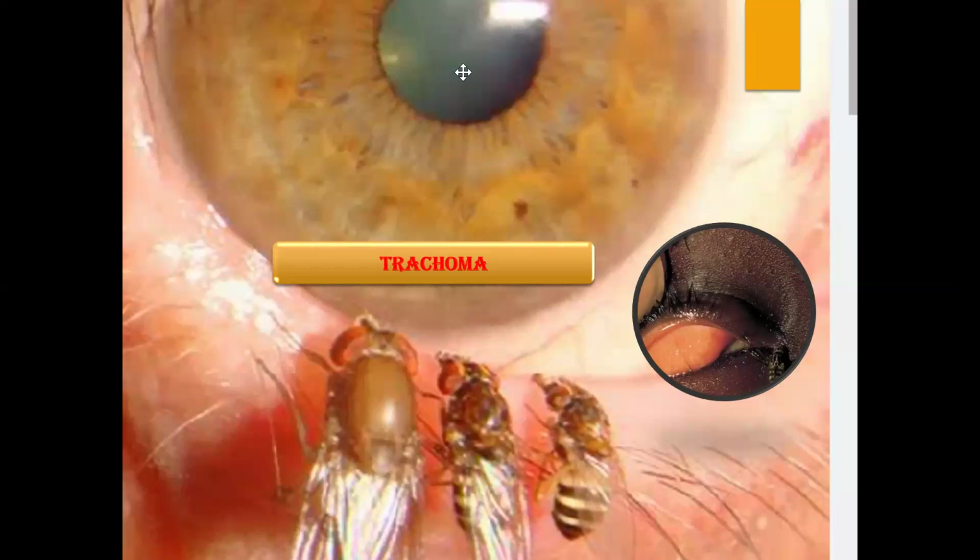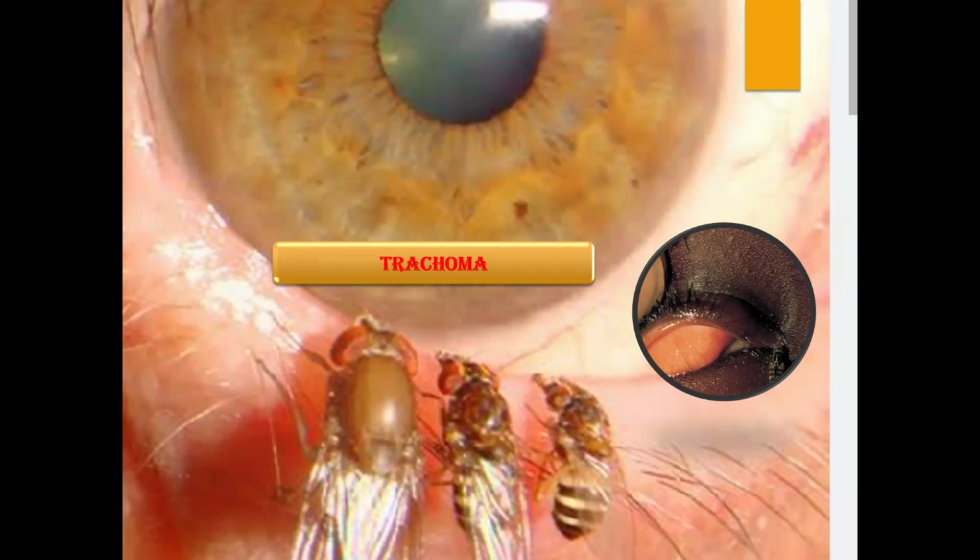Trachoma. Trachoma is an infectious disease caused by the bacteria known as Chlamydia trachomatis.